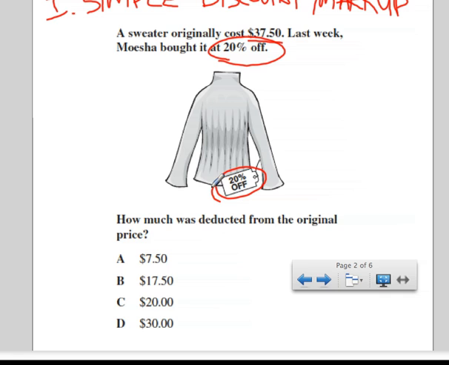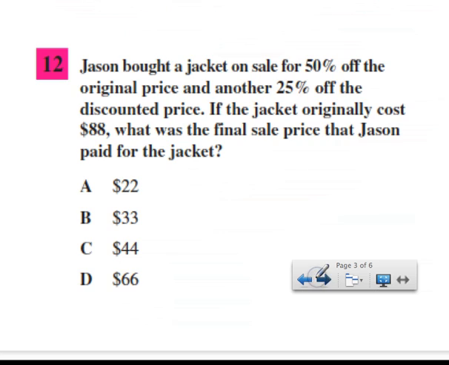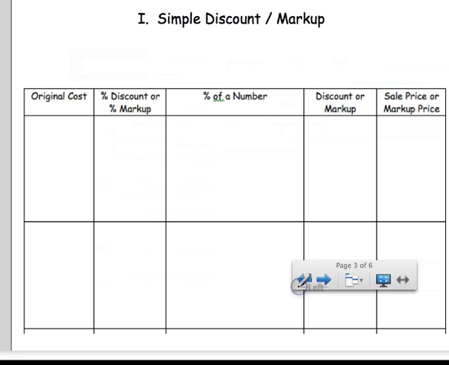And so your job might be two different things in the CST. One is to figure out how much is taking off. So how much money does she save? The other question I might ask you is, what's the final sale price? How much will she pay? And so in order to tackle this problem, we're going to use the same graphic organizer that we use when we learn this. And the first example I'll do is that exact one from the CST.